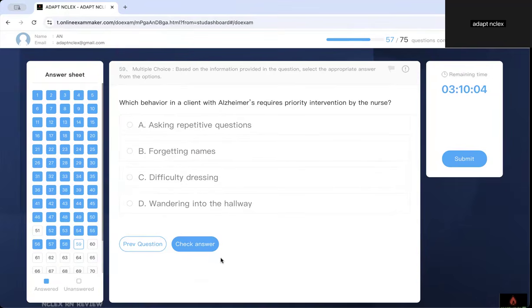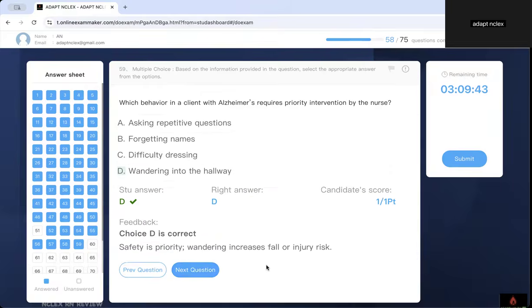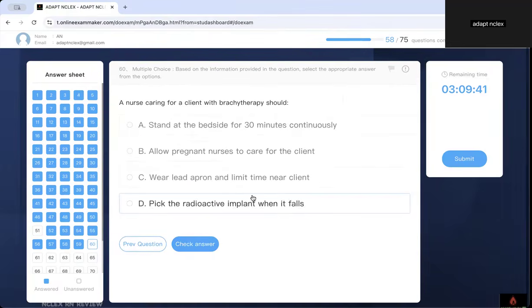This is a safety question. What do you want to choose? Once again, safety question. It said intervene. That means you want to prevent harm, and it's a safety problem. Alzheimer's patients are going to ask you more questions. They're going to forget their names. They don't even know how to dress. If they're wandering, safety, increased risk.